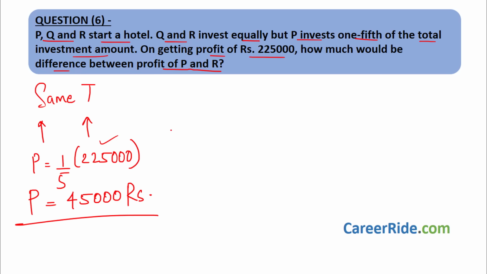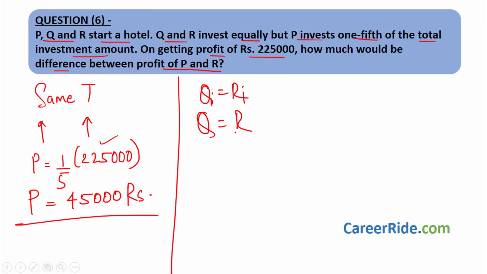Now let's see what is the profit share of R. Now Q and R invest equally, right? Investment of Q is equal to investment of R. So profit of Q will be the same as profit of R. That means Q and R have equal profit. Now how much profit is left? P gets 45,000 out of 2,25,000. So profit remaining is 1,80,000.